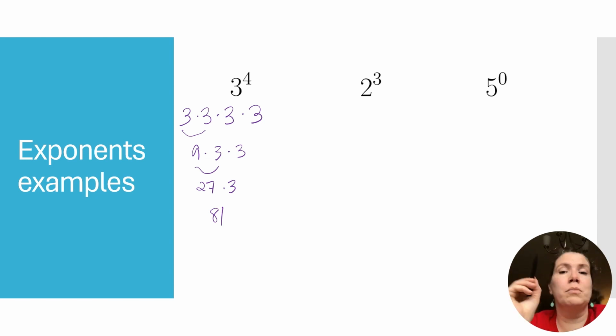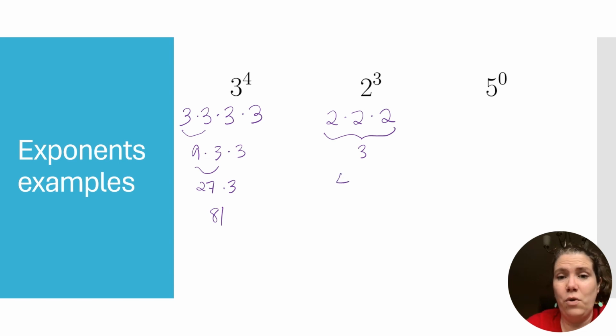2 to the 3rd, we're going to multiply 2 with itself 3 times. 2 times 2 times 2. I have 3 of them, right? And if I want to know what it is, I multiply them. 2 times 2 is 4. 4 times 2 is 8.